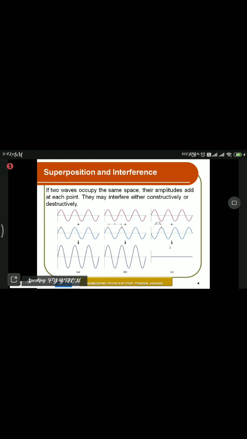So therefore their intersection gives you the minimum amplitude. There is no amplitude generated over here if there is a phase difference of 180 degrees. So directly it will satisfy the condition of destructive interference.